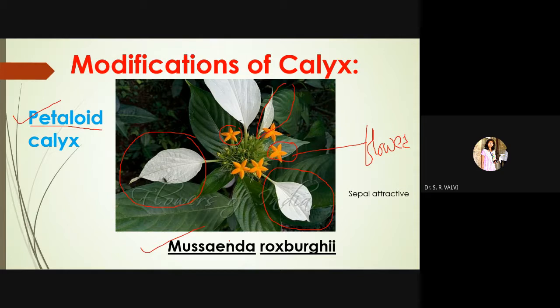And hence nature has modified one of its floral whorl structures. So which floral whorl is modified here? Over here the calyx is modified and looks like a petal, and hence we call it petaloid calyx. So please do remember petaloid calyx is present in Mussaenda roxburghii. Here the sepals are attractive and they help in pollination.